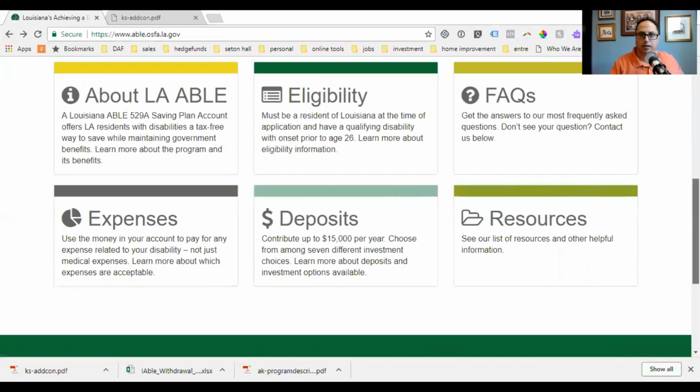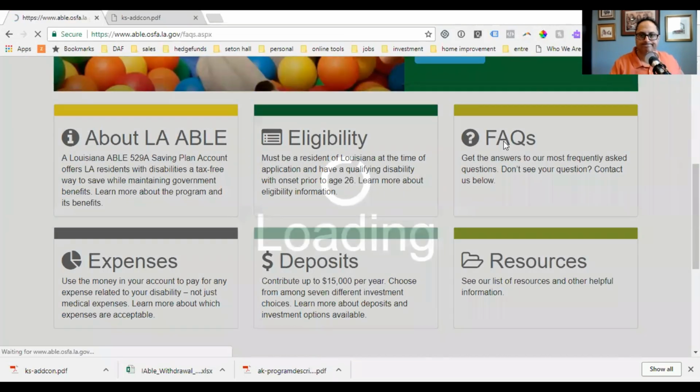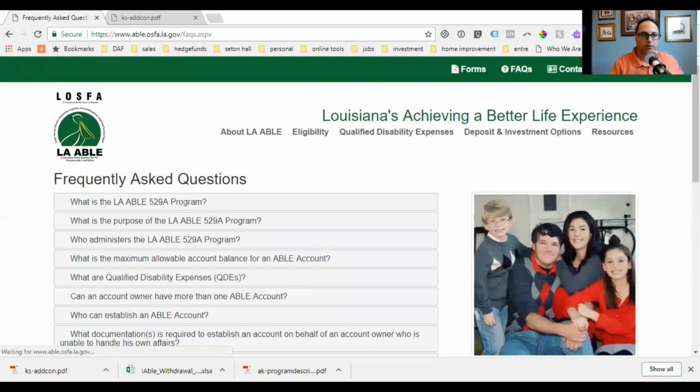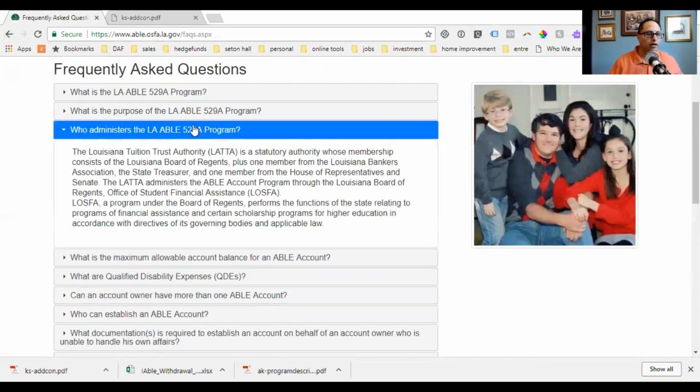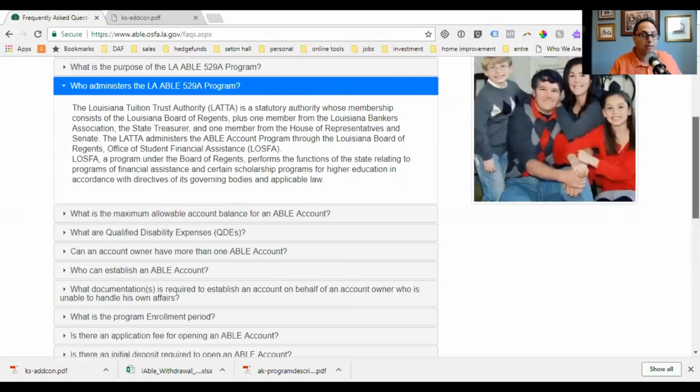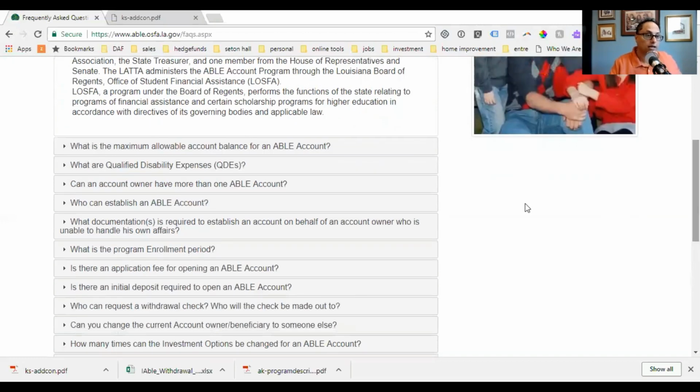And let's go to the questions. Okay, what is ABLE? What is the purpose of ABLE? Who administers their plan? Okay, so something called LATA, the Louisiana Tuition Trust Authority, is responsible because we know that each state is responsible for the administration of their own ABLE program. Many states allow out-of-state residents to participate. Some even have a separate plan for out-of-state residents, and that is a service.